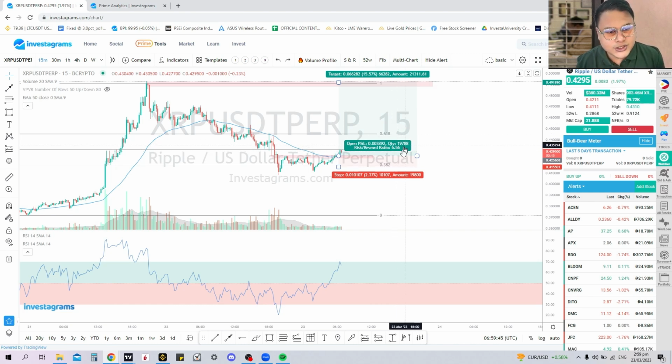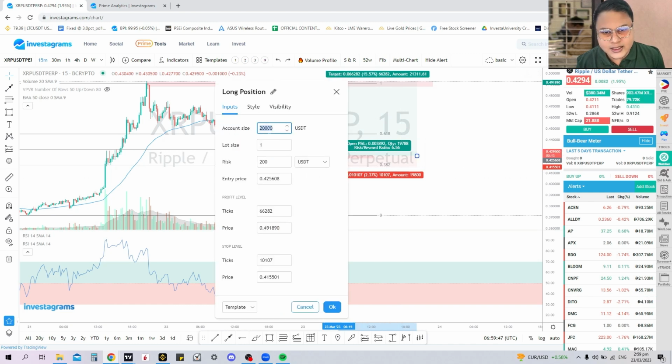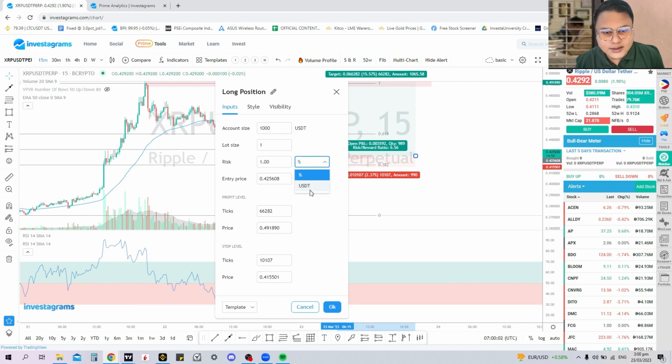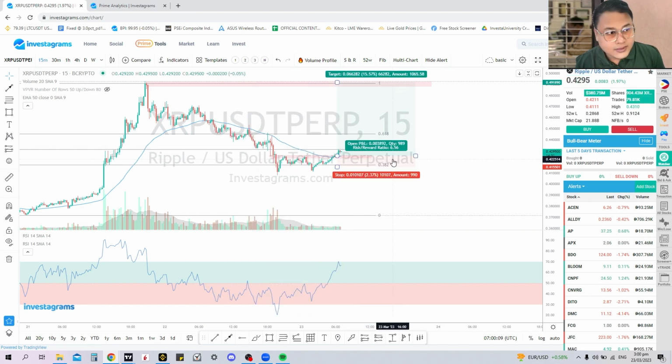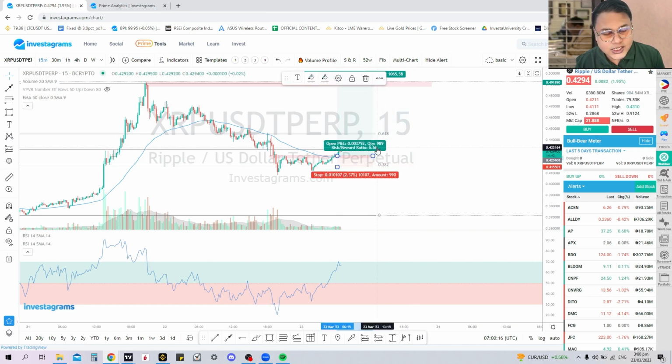Ngayon, to find your possession size, double-click this, then edit your account size. So, for example, your account size is 1,000 USDT, and your risk in USDT is $10, which is 1% of the 1,000 USDT. Mahahanap mo na yung quantity na pwede mong ilagay, which is 989 XRP. So, ano yan? In units of XRP. Hindi siya in USDT. So, yan. Nakalagay na yung possession size mo. Nakalagay na yung risk-reward ratio mo.